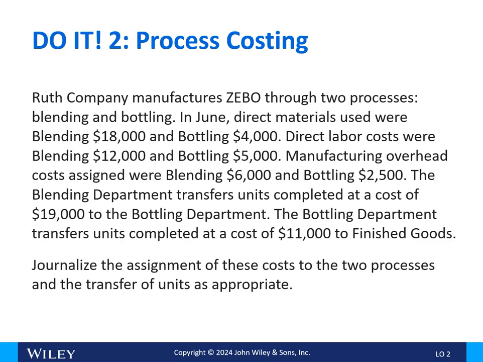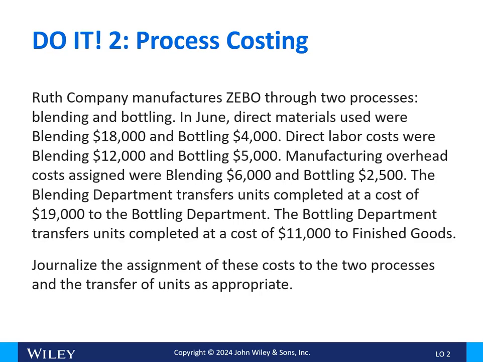Let's go through another example. Ruth Company manufactures Zeebo through two processes, blending and bottling. In June, direct materials used were blending 18,000 and bottling 4,000. Direct labor costs were blending 12,000 and bottling 5,000. Manufacturing overhead costs assigned were blending 6,000, bottling 2,500.